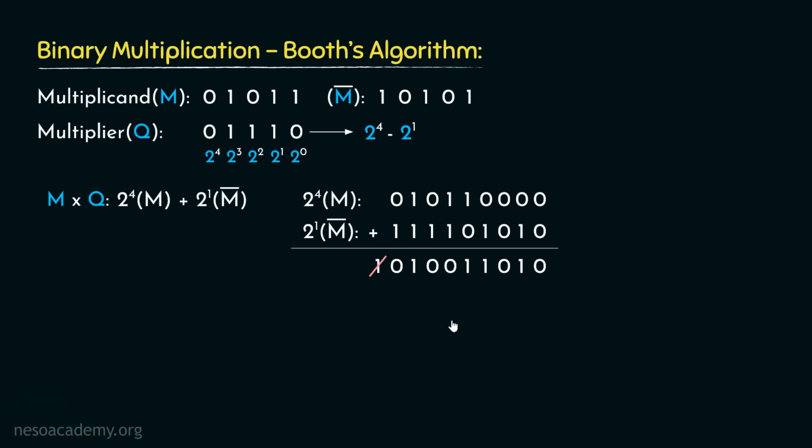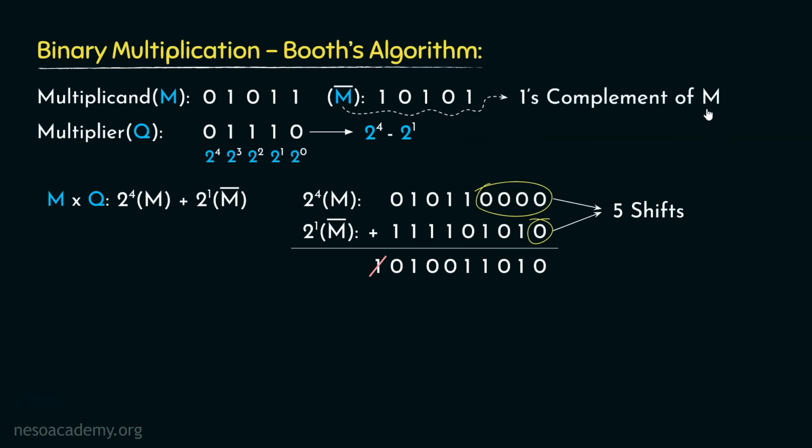Now let's observe the technicalities. Coming to this term, we have performed shift in here 4 times. Now in case of this term, we only have performed shift once. This is the 2's complement of m, isn't it? Which is actually the 1's complement of m and added 1. So if you notice carefully, this is the first addition and this is the second addition. So in this entire process, we have performed the addition only twice.